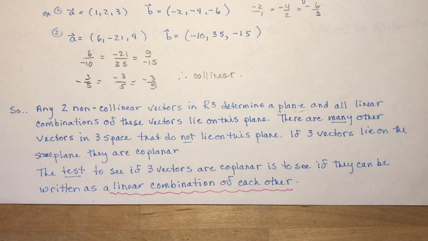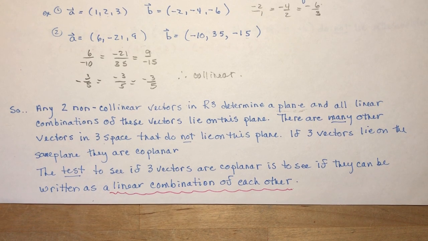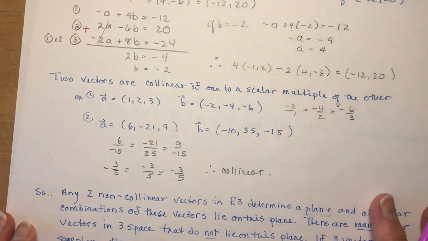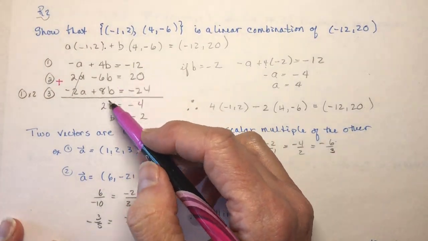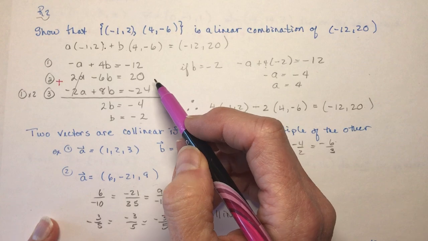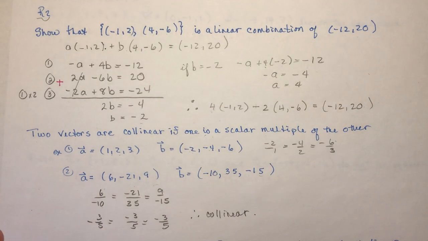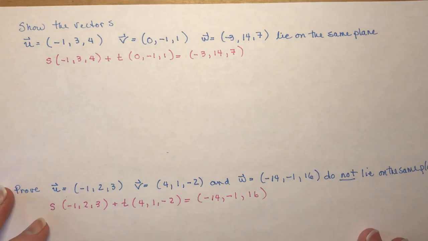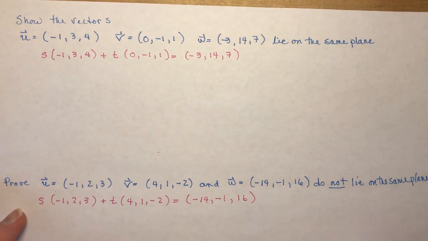So now I'm going to do one that is a linear combination of the other one and one that isn't. Sometimes you will have to use elimination. You're going to set up 2 equations with 2 unknowns, or 3 equations and 3 unknowns, and I'll show you how that all is going to work. Okay, show the vectors u, v, w here lie on the same plane.